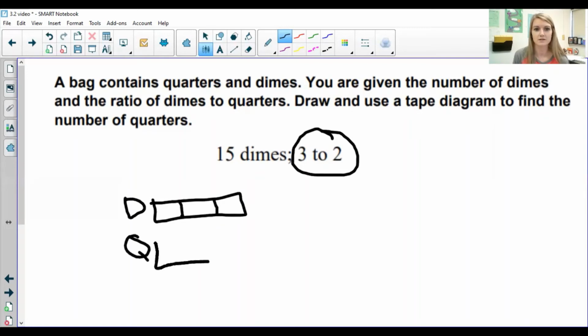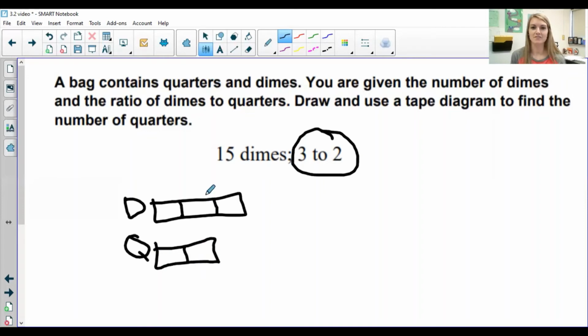So let's look down here. 2 is going to go down here. Beautiful. Okay, here's my tape diagram. Not perfect, yours don't have to be perfect either, but you get the idea, right? My dimes are up here, quarters right here.